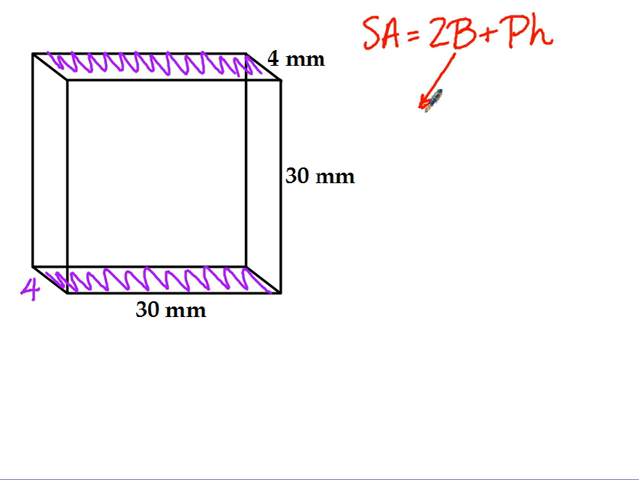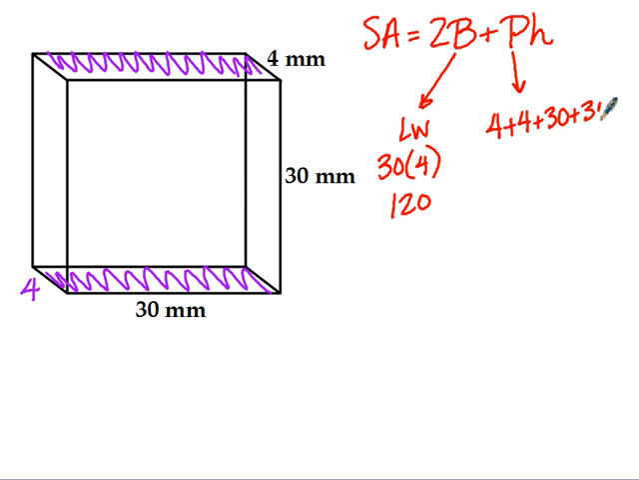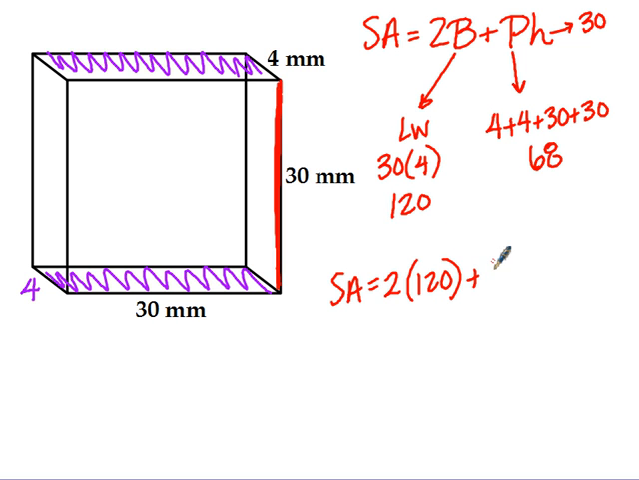Now, my base in this case is a rectangle, so it'll be length times width. So 30 times 4, which is 120. My perimeter of that rectangle, we're just going to add up all 4 sides. 4 plus 4 plus 30 plus 30. So that's going to be 68. And then the height is the distance between those 2 rectangles. So that height is 30. So surface area is going to be 2 times 120 plus 68 times 30. When you plug that into the calculator, you get that the surface area is 2,280 square millimeters.